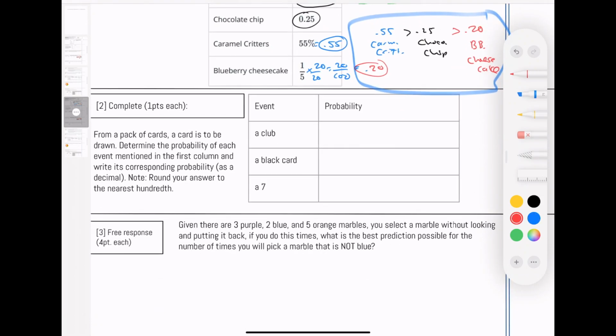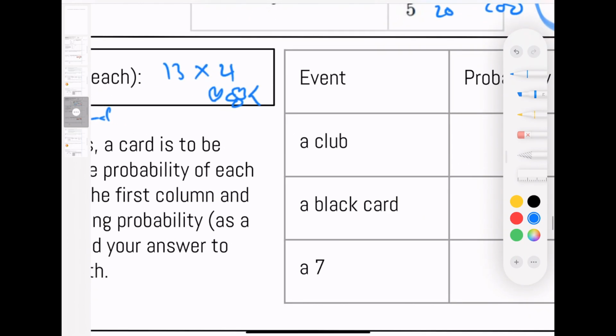Question number 2. From a standard deck of cards, there are 13 per each suit, and there are 4 suits. The suits are hearts, clubs, diamonds, and spades, which is like an upside down heart. And the 13 cards are 2 to 10, Jack, Queen, and King. Those are the face cards.